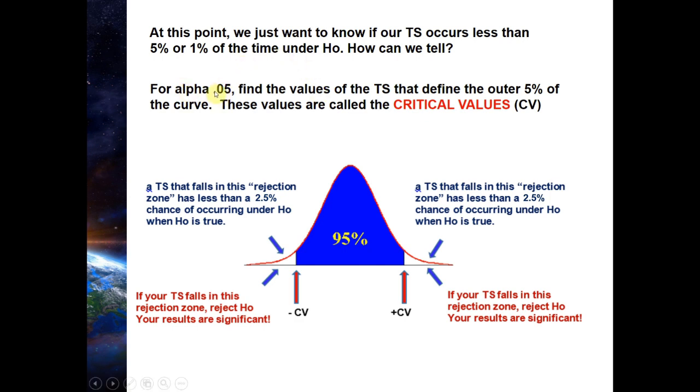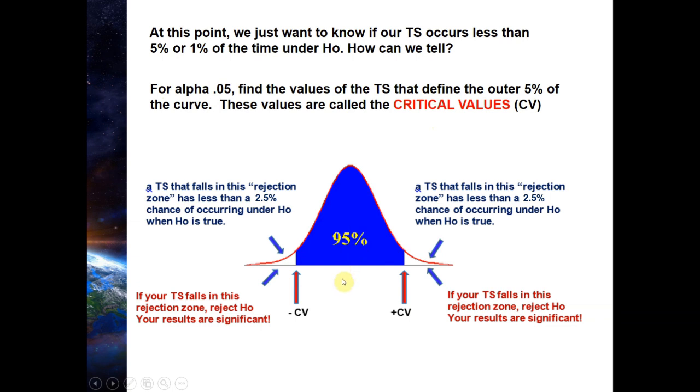All right, so for alpha 0.05, we want to find the values of the test statistic. So values, remember, on the x-axis. That's where we put those test statistic values. And remember, this is H0 right here. This whole distribution is H0. Here on the x-axis, we have those TS values that could indicate sampling error. So we're going to find which of those TS values define the outer 5% of the curve. And these are called critical values.